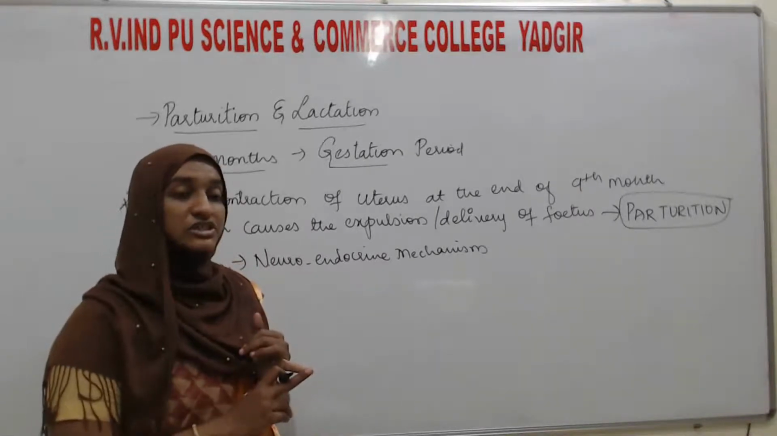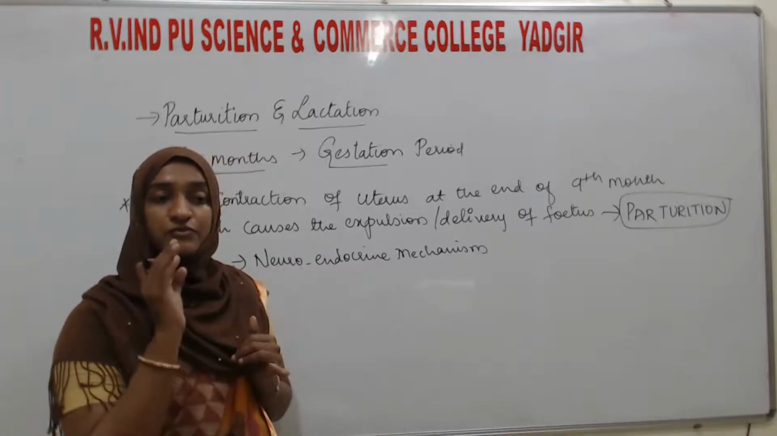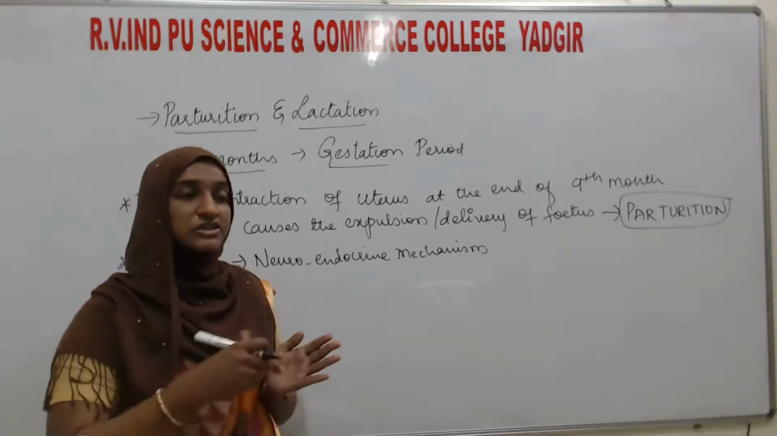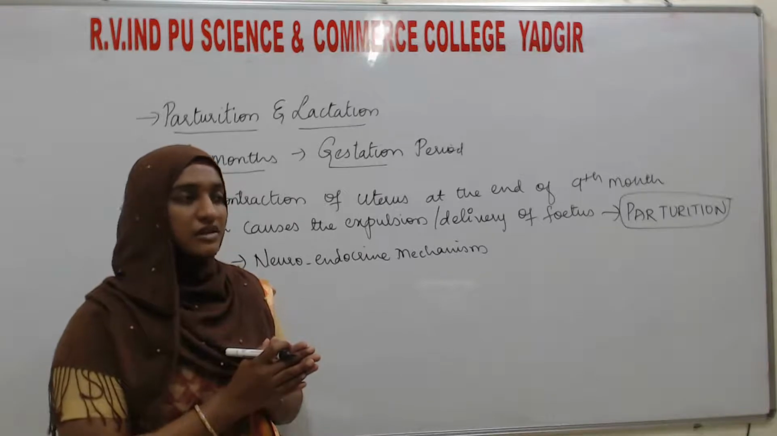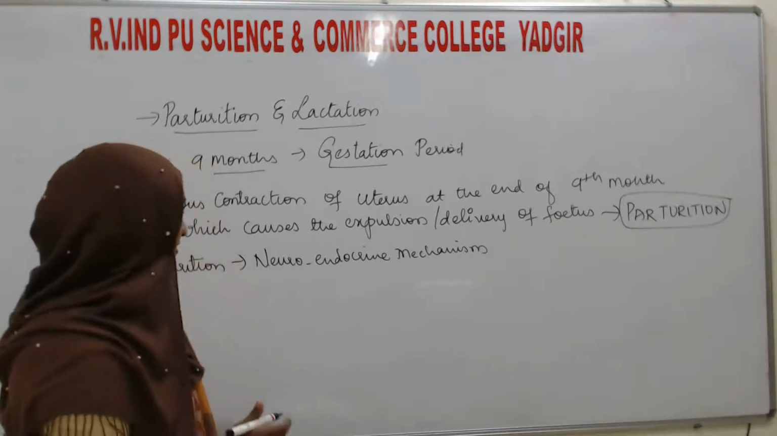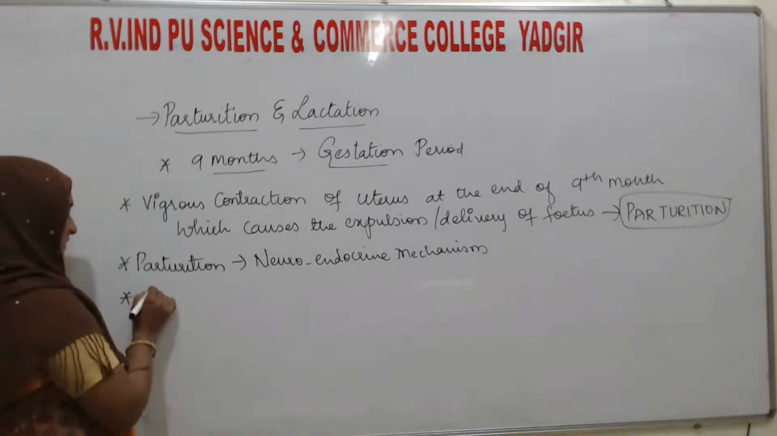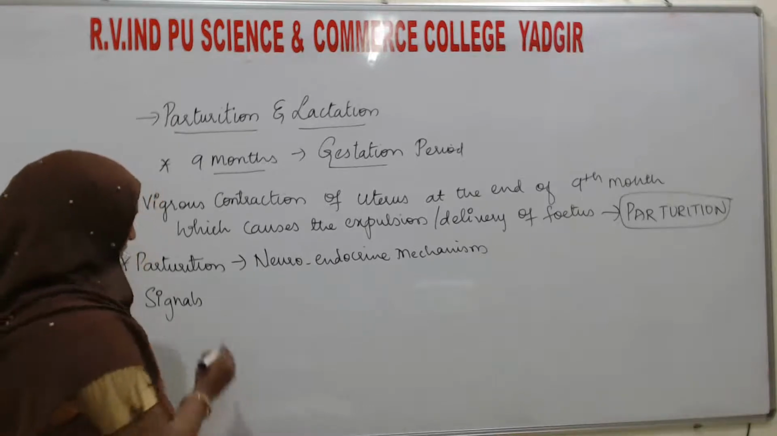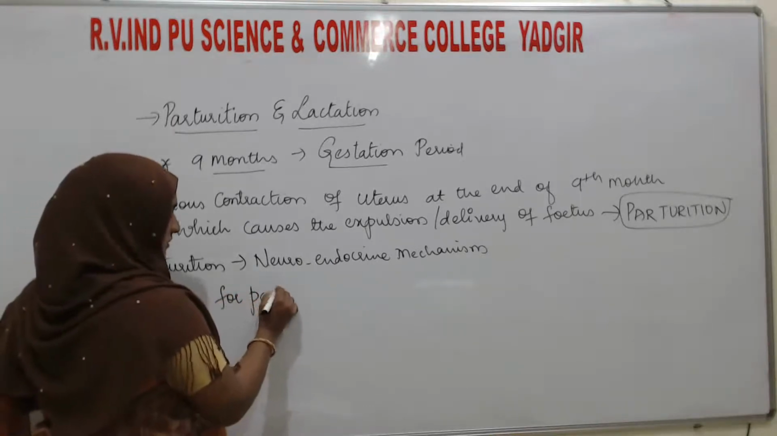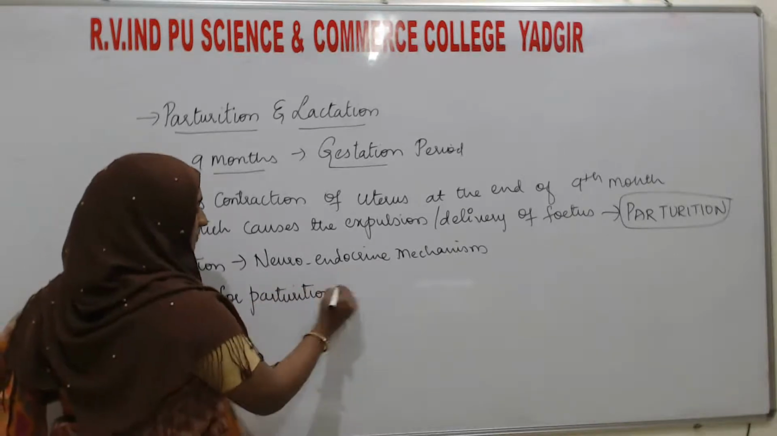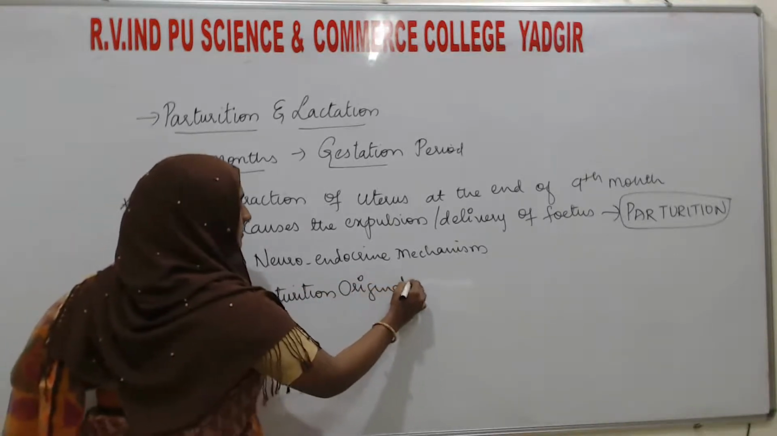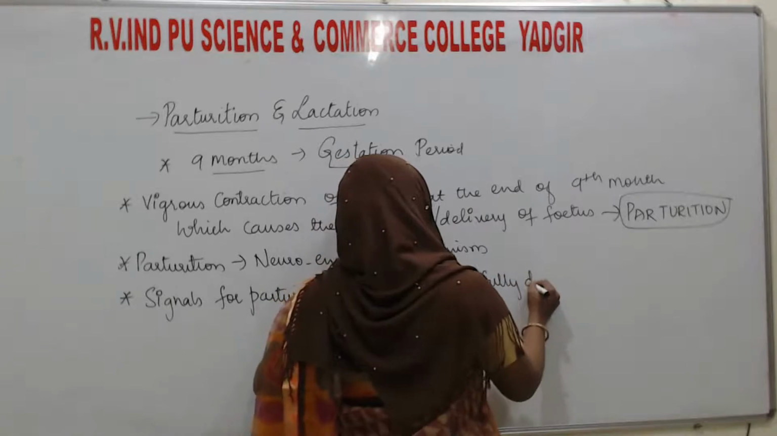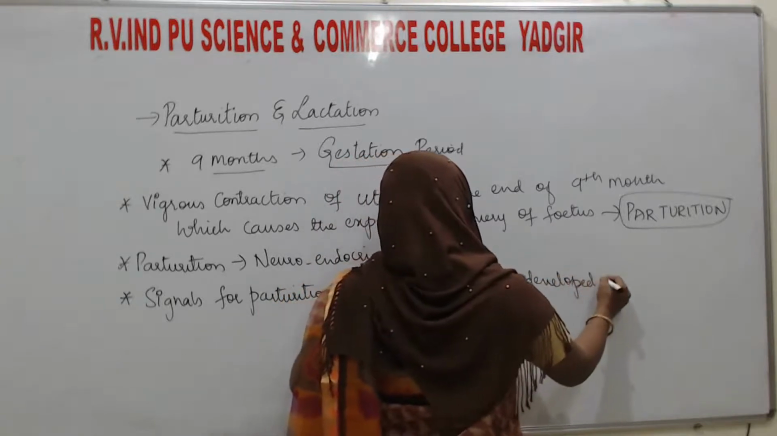Okay, the signals are going to originate from where? From the fully developed fetus, meaning whenever the fetus is completing its time, that is 9 months. The fetus starts to give the signals. The signals for parturition originate from the fully developed fetus.